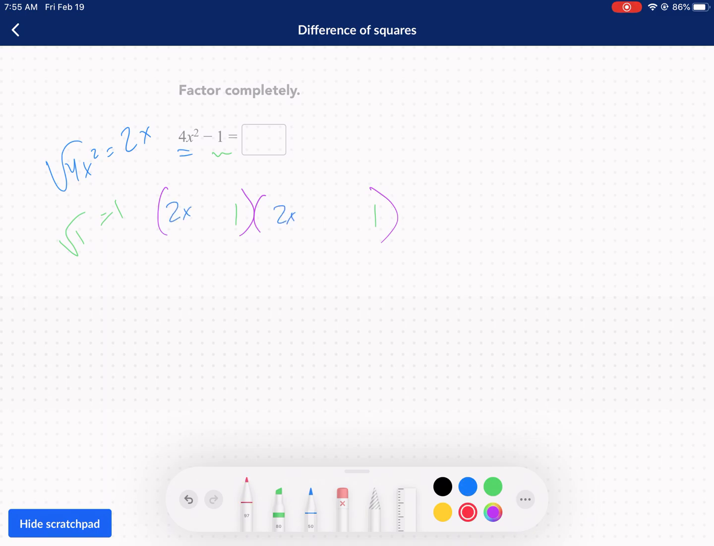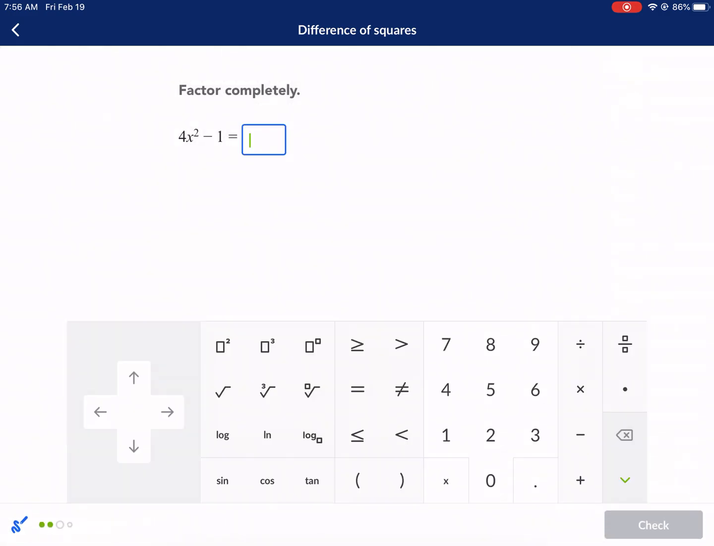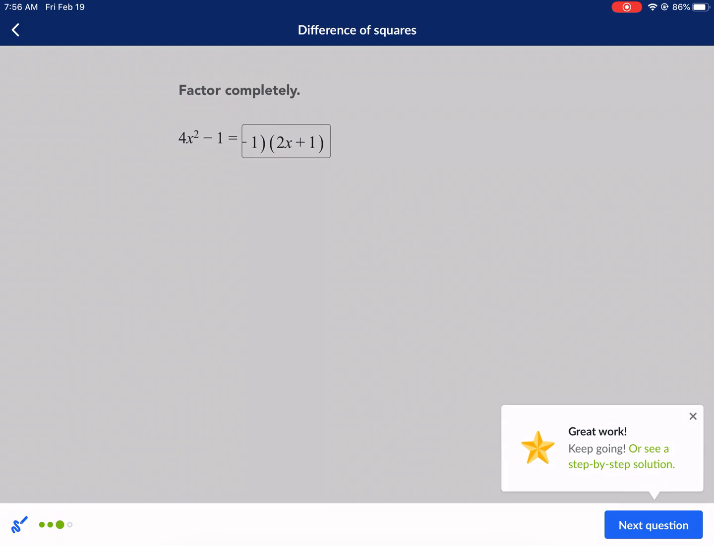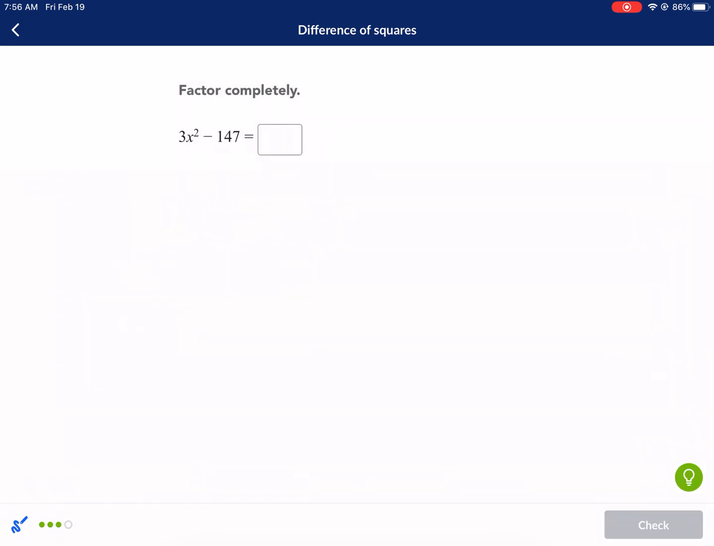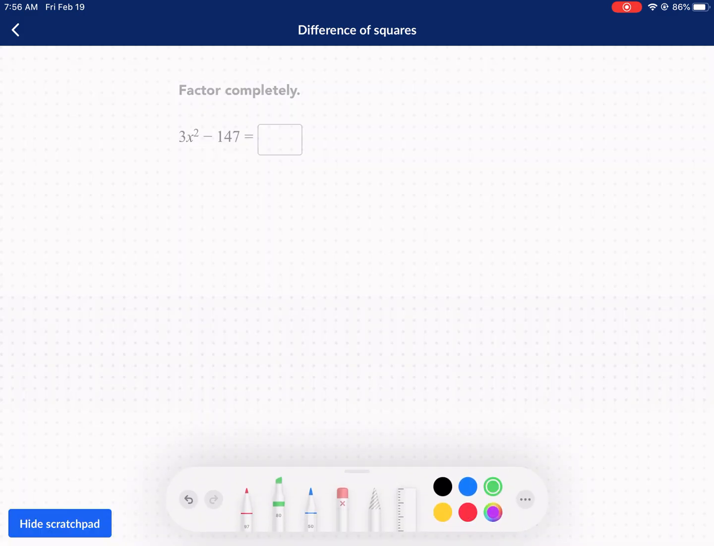And again, it doesn't matter which one's positive or negative first. So let's do 2x minus 1 and then 2x plus 1. We get the quantity 2x minus 1 times the quantity 2x plus 1. Look at that. Next question. Last one, actually.